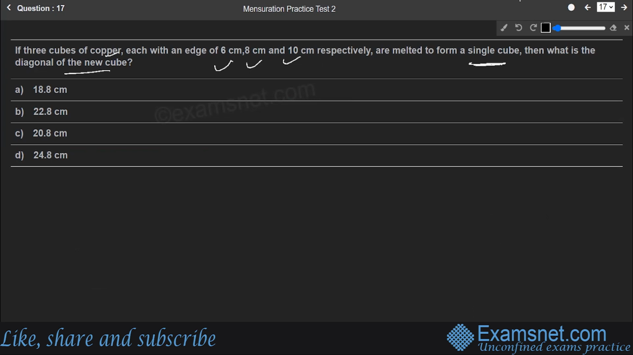So three cubes are there with different edges. When these three cubes are melted, that means their volume is collectively collected together, and with that particular volume of the metal, a new cube is being created. So first of all, we need to find out the volume that has been collected by adding the volume of each and every cube that is there. So the volume of the new cube will be nothing but volume of first cube plus volume of second cube plus volume of third cube.